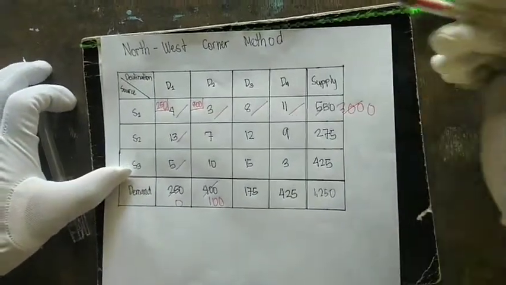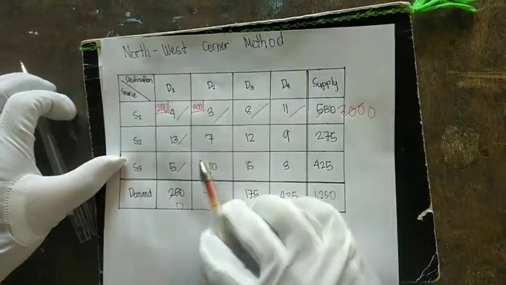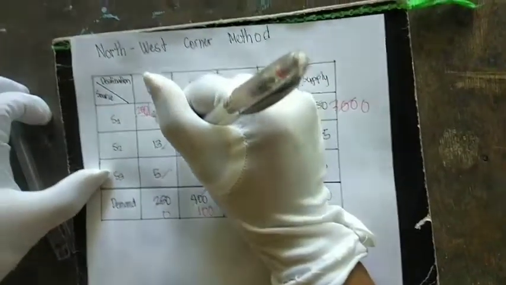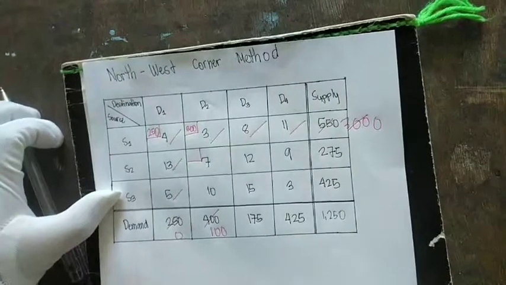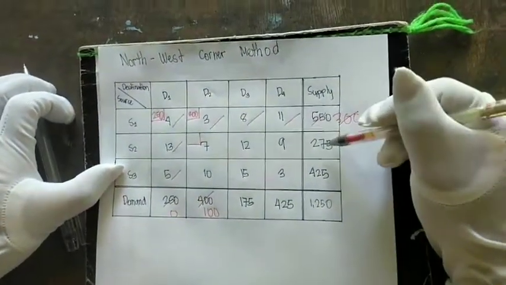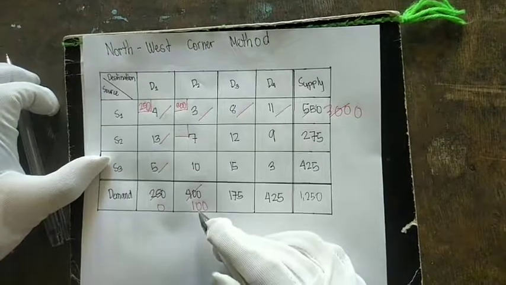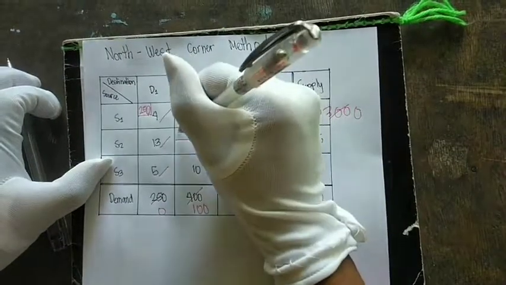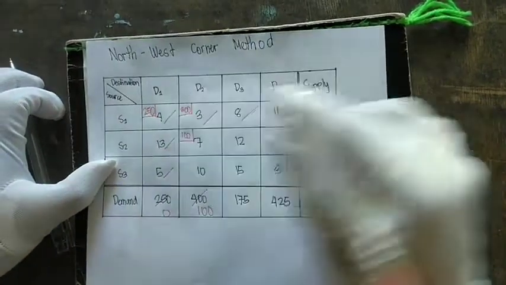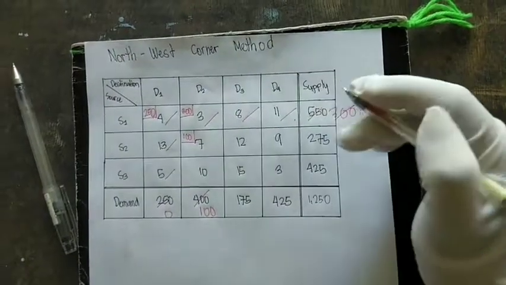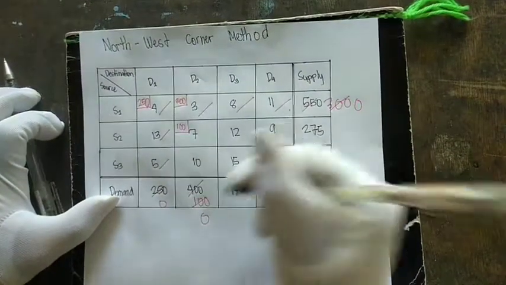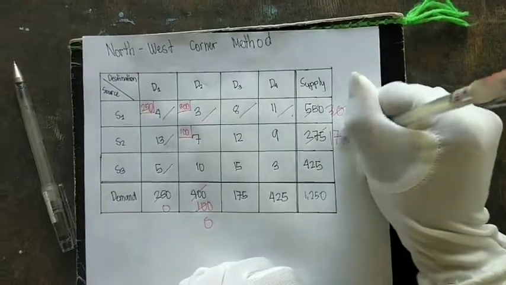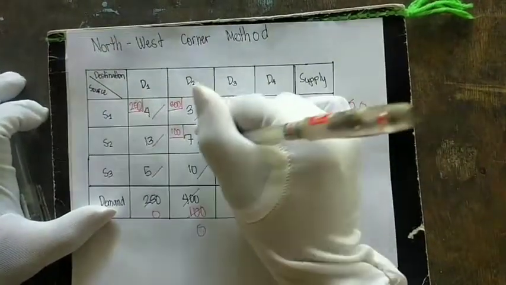So our next cell is this area. So this will be our third cell. Since the supply is 275 and the demand is 100, the 100 will be put in the allocation cell. This will be cancelled and this 275 will remain 175, and this entire column will be cancelled out.